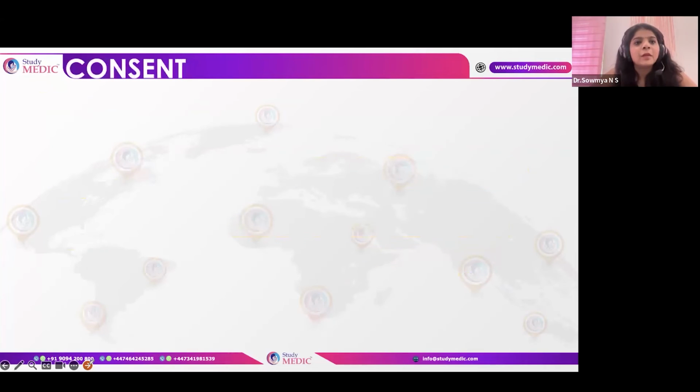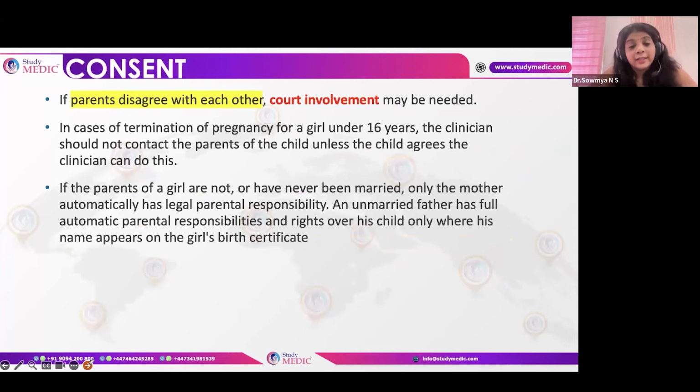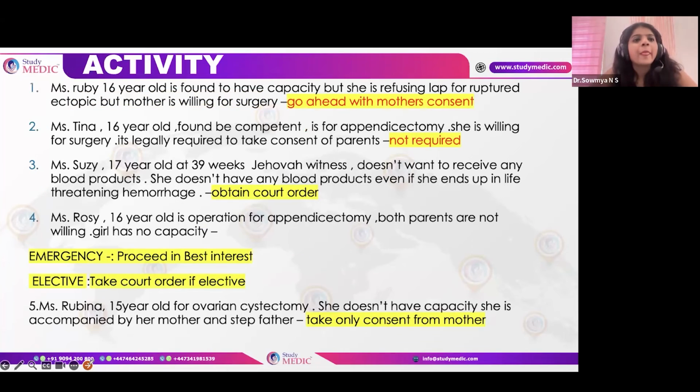Now, yes, this I already told you. If parents disagree with each other, court involvement could be done. And remember, the mother automatically has legal parental responsibility, but the unmarried father also has full automatic responsibility. It is not that whether they are married or not, they still hold the same parental responsibility, and divorce doesn't annul the father's rights.